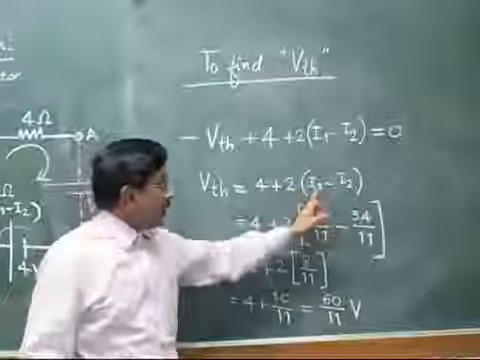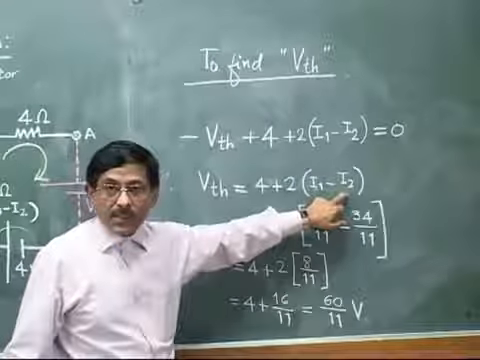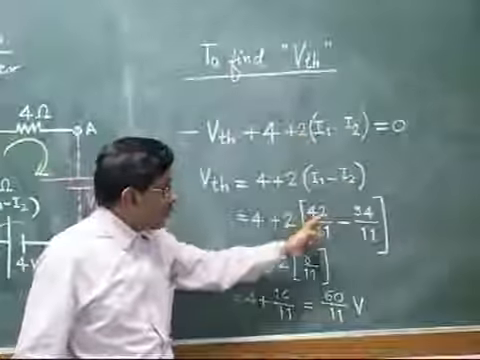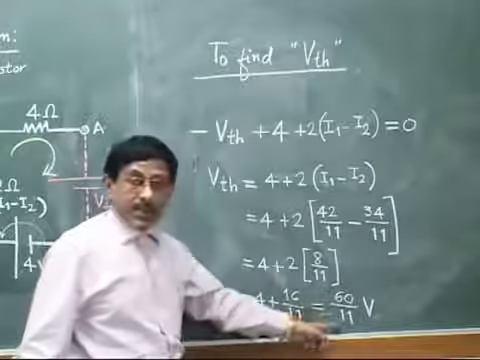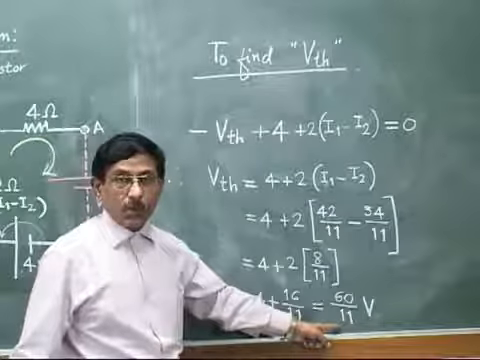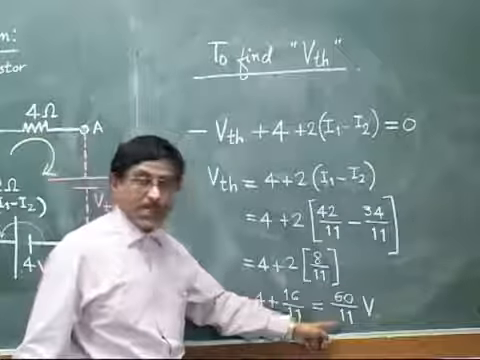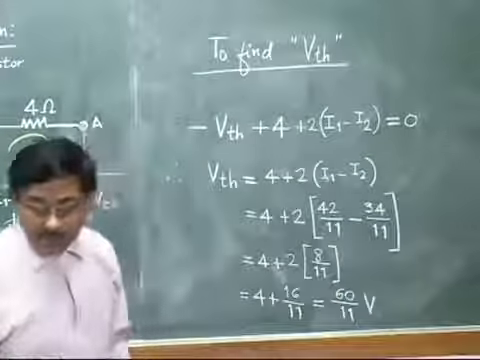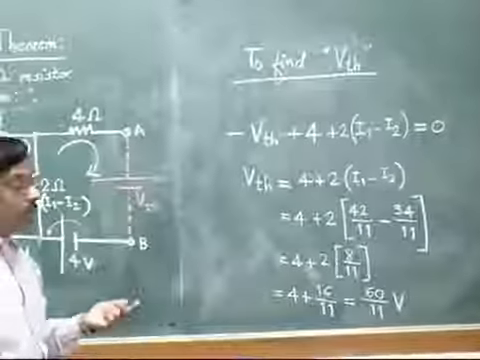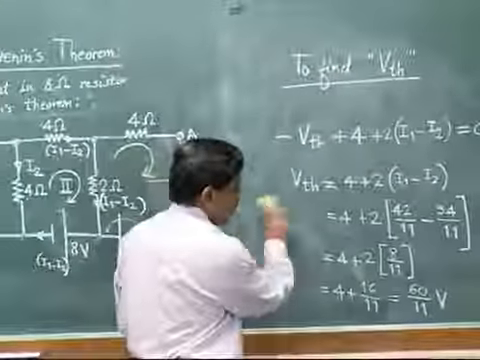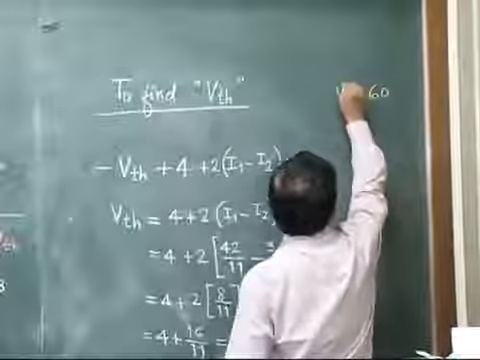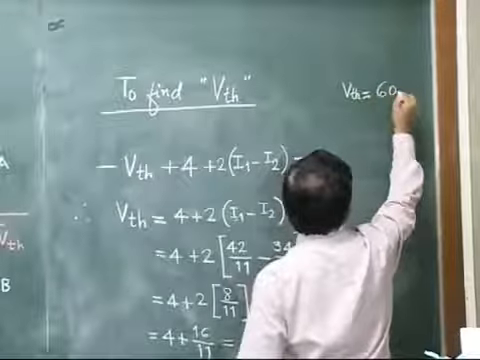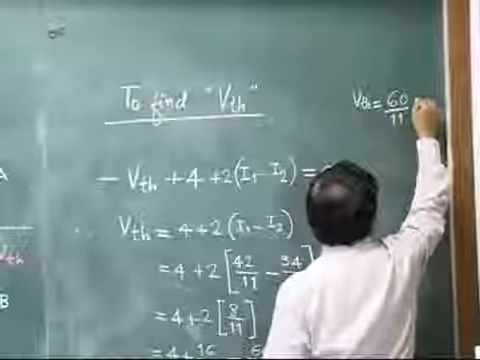So step 2 gives us these current variable values, and those are now useful to us in step 3. Step 3 finally should give you the value of Thevenin's voltage, or open circuit voltage. So it is 60 by 11 volt. Now, it may be a question: suppose I would have chosen any other loops. I will just write in the corner so that we should not forget it. So VTH we have got as 60 by 11 volt.